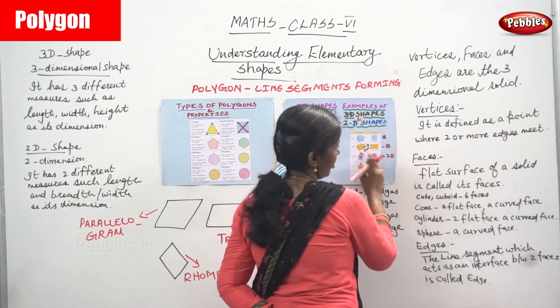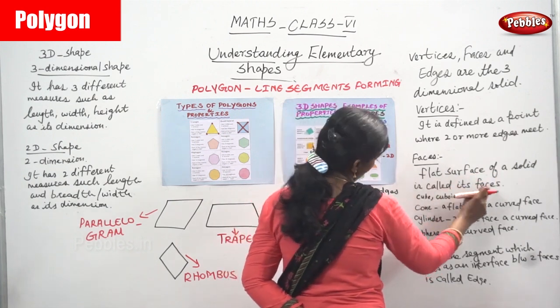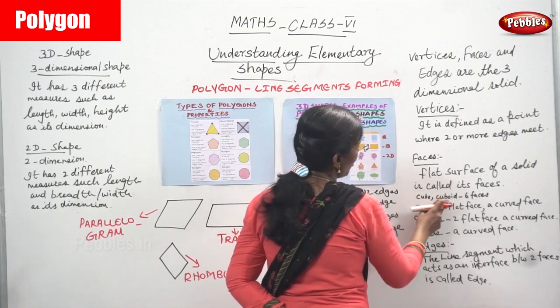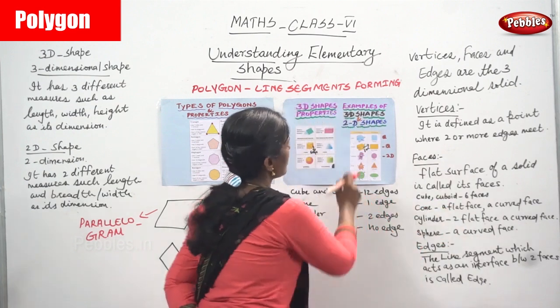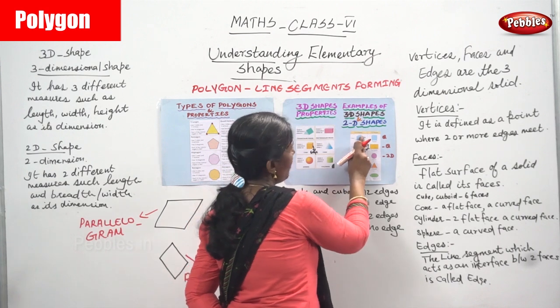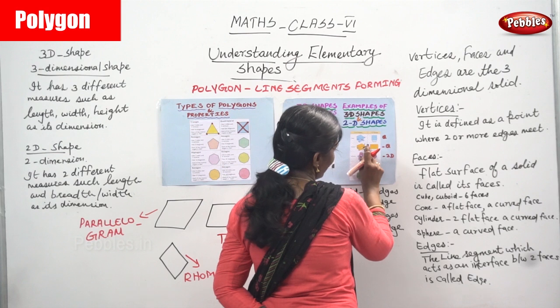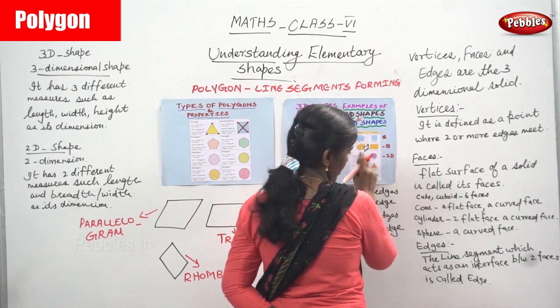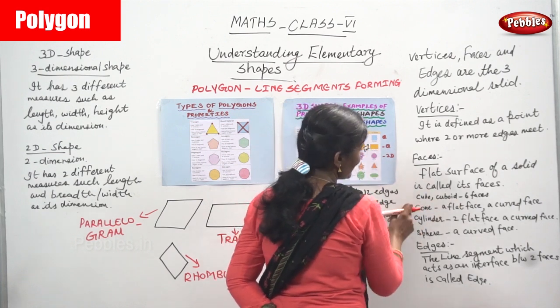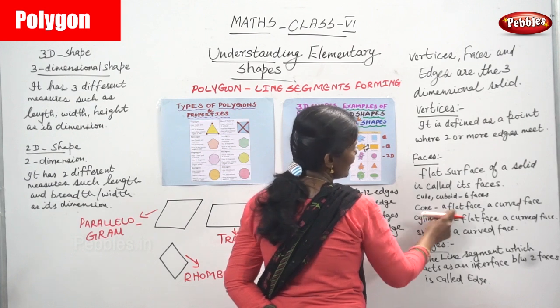This is a flat surface. A flat surface of a solid is called a face. Example, cube and cuboid. This is a cube, a 3D shape, and this is a cuboid. This is a flat surface, and this is a flat surface. It has 6 faces. How many faces? 6 faces.